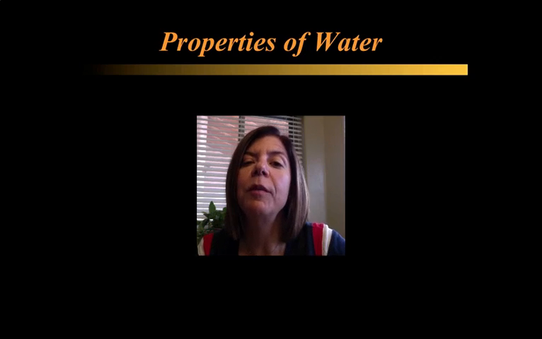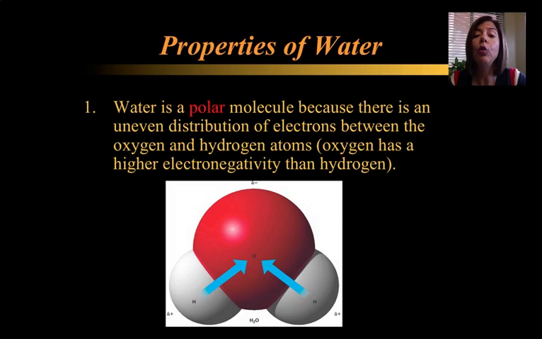So today's session, we're going to be talking about the properties of water. And as I mentioned yesterday, water is a polar molecule because there's an uneven distribution of the electrons between the oxygen and the hydrogens. The electrons are transferred over from the hydrogen to the oxygen, and spend more time orbiting around the oxygen than they do the hydrogens. Therefore, the oxygen portion of a water molecule is negatively charged, where the hydrogen portions are positively charged, thus making the molecule a polar molecule.